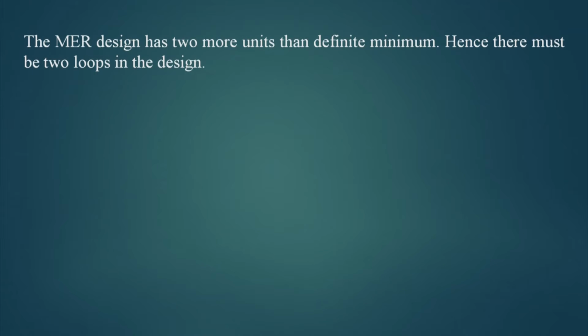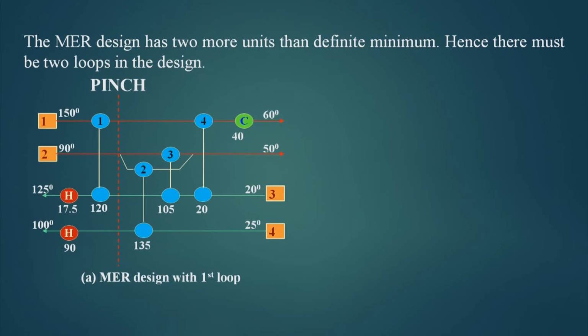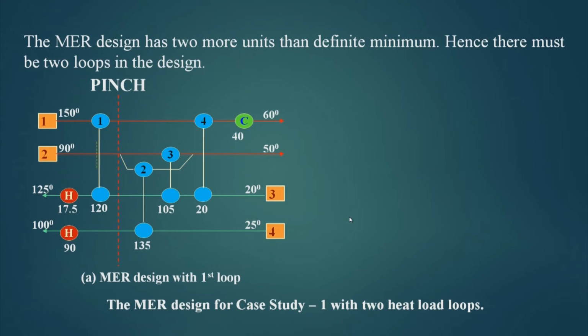The MER design has 2 more units than the target number of 5. Hence, there must be 2 loops in the design. So, if I look at this HEN design, I should find 2 loops here. This is the pinch division. The first loop is this. I can start from here, go here, go up to here and then come back. So, this is a loop. So, my first loop is this.